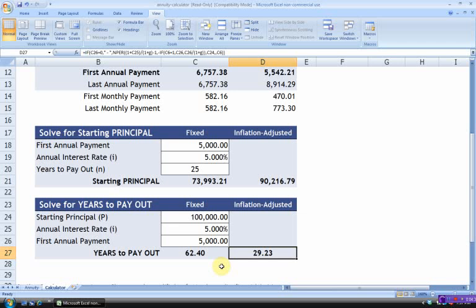So hopefully this calculator has helped you analyze various aspects of the annuity, and I hope this video has helped you learn how to use this for your own security.